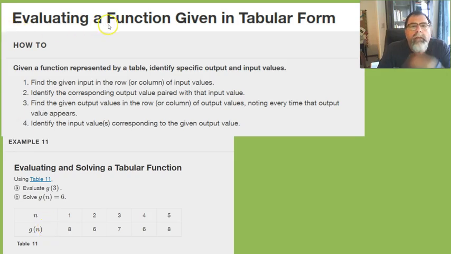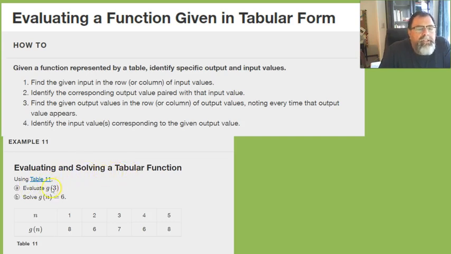Okay, evaluating a function given in tabular form. Given a function represented by a table, identify specific output and input values. Find the given input in the row or column of input values. Identify the corresponding output value that's paired with that input value. Find the given output values in the row or column of the output values, noting every time that output value appears. And then identify the input values corresponding to the given output values.